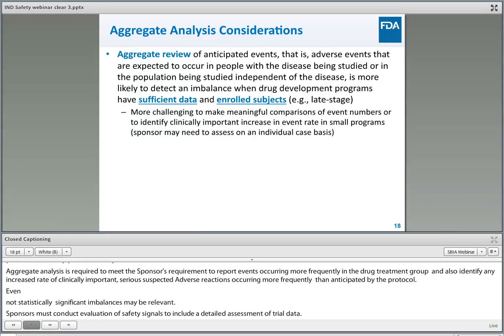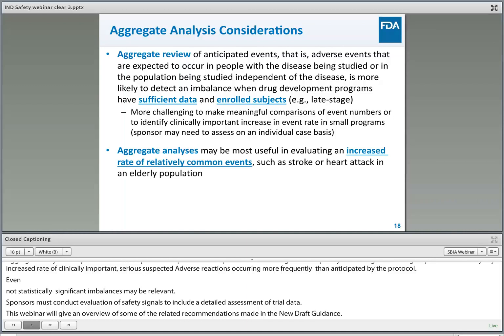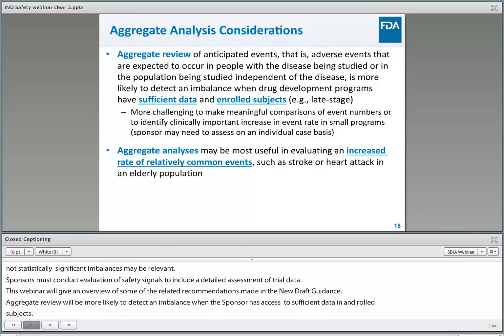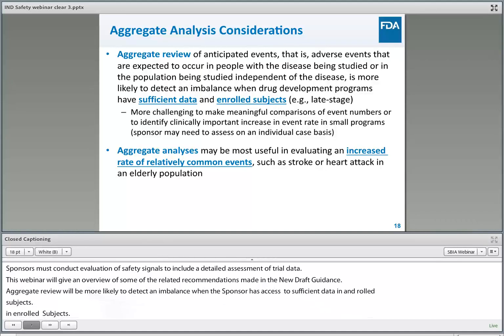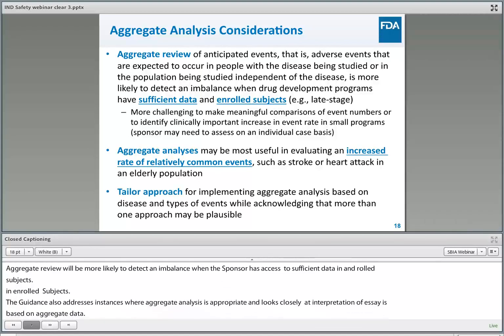Aggregate review will be more likely to detect an imbalance when the sponsor has access to sufficient data and enrolled subjects. The guidance discusses variation among programs and discusses challenges for smaller programs. The guidance also addresses instances where aggregate analysis is appropriate and looks closely at interpretation of SAEs based on aggregate data. Aggregate analysis may be most useful in evaluating an increased rate of relatively common events. Throughout, the guidance recognizes industry concerns with implementation and recommends various approaches that may be appropriately tailored to the specific trial.